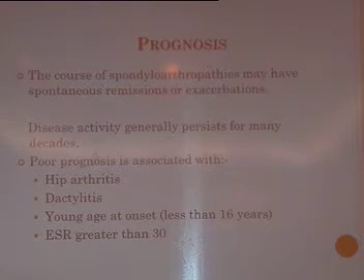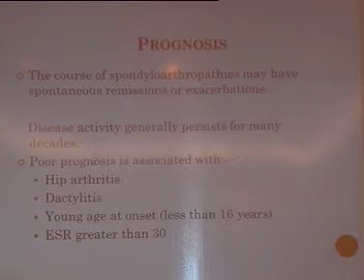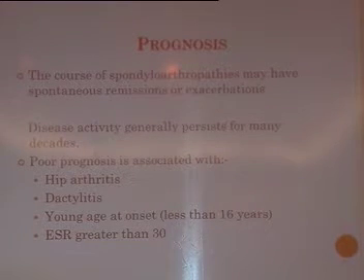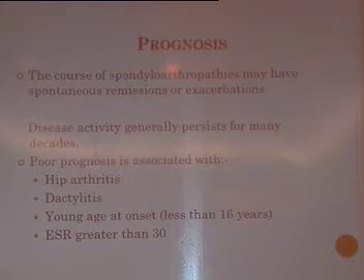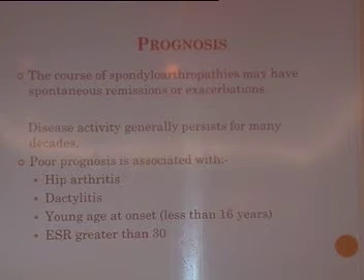here also we see spontaneous remissions and exacerbations. Disease activity generally persists for many decades. The factors which indicate a poor prognosis in spondyloarthritis are when the hip is involved, when there is dactylitis, if the age of onset is very young, or if the ESR is greater than 30.